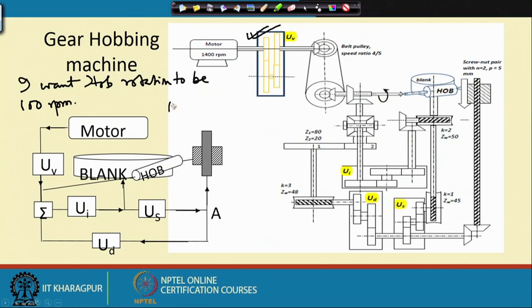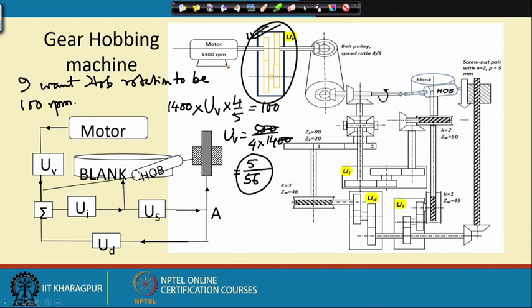I start from the motor, 1400, I multiply it by UV, I do not know the value. So, UV multiplied by, it comes out and there is a 1:1 bevel gear, then belt pulley speed ratio is given to be 4/5, then again 1:1, 1:1 etc., all these things. Hob, that is it, 100. So, UV will come out to be 500 divided by 4 into 1400. Let us cut this out and we get UV is equal to 5 divided by 4 into 14. So, that means 5/56. This should be the ratio of UV, 5/56. Okay.